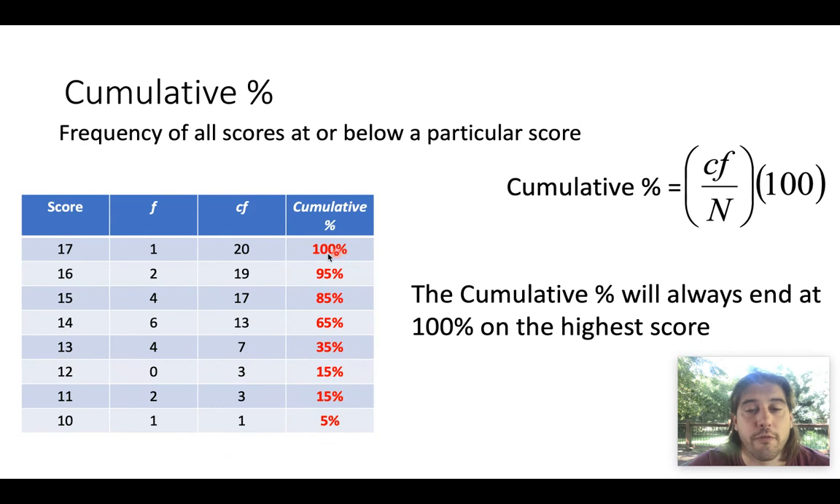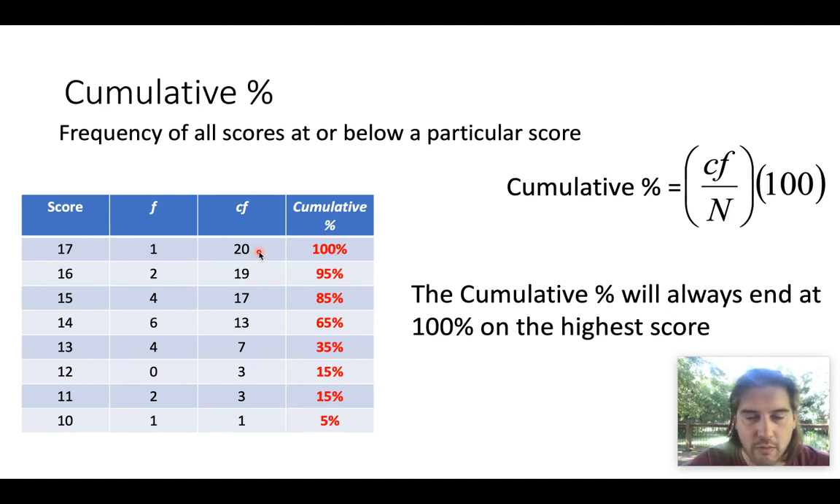Your cumulative percentage should always end with 100%. Why? Because the highest possible score will contain all of the data either at or below it, right? That's what it means to be the highest possible score. All the data are at or below that score.